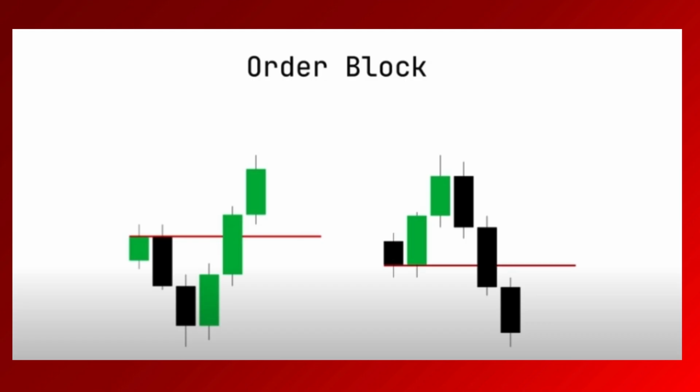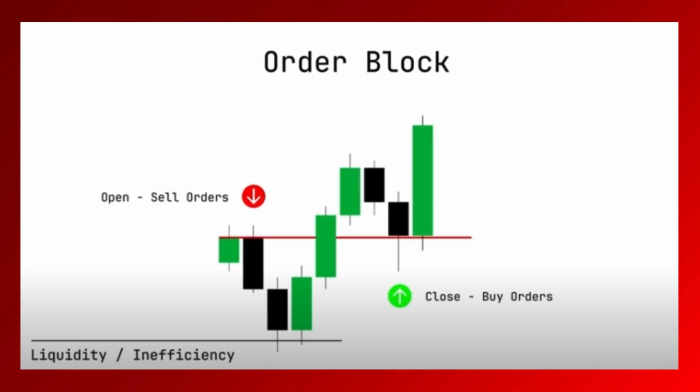2. Fair value gaps, FVG. What they are: price imbalances where the market moved so quickly that trading was inefficient, leaving gaps that need to be filled. Identification: 3 consecutive candles where the high of candle 1 doesn't overlap with the low of candle 3. Creates an unfilled price zone that acts as a magnet for future price action.